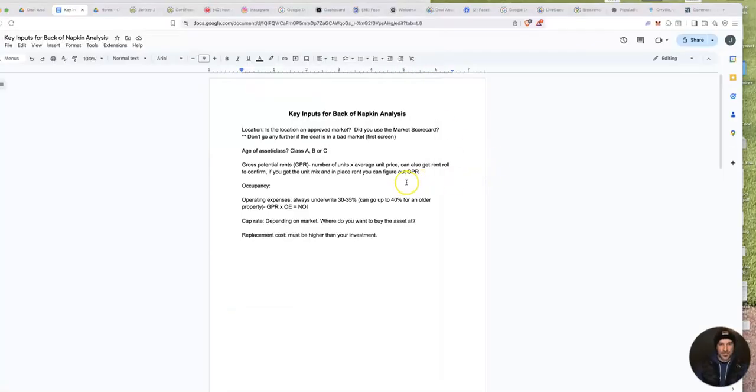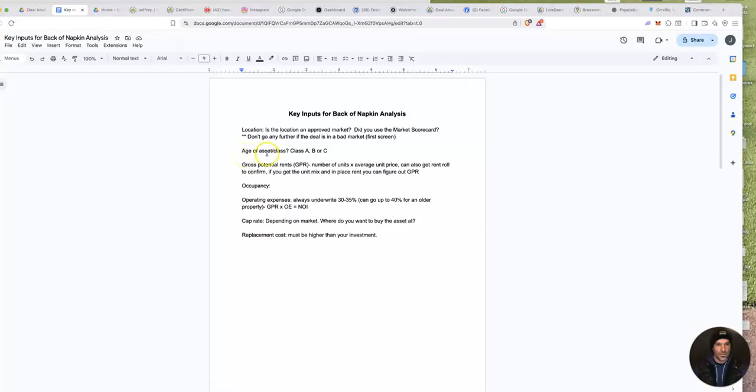So again, some important things when you're doing a quick 5-minute analysis. First is location, so market. This isn't necessarily in one of my approved markets, but for today's purposes, we can go through it. Typically, I'll only look at deals within our approved markets, and I do that through a market scorecard that possibly I'll take you through in another video. That scorecard will tell me whether or not I should even be looking in that market. But let's just say that this is a market that we would look in.